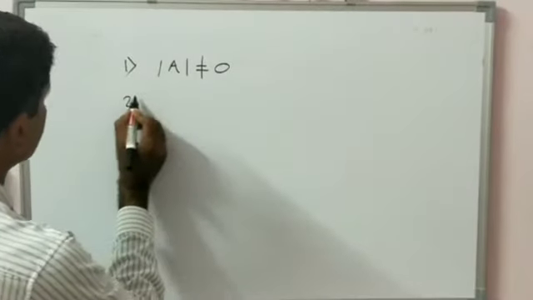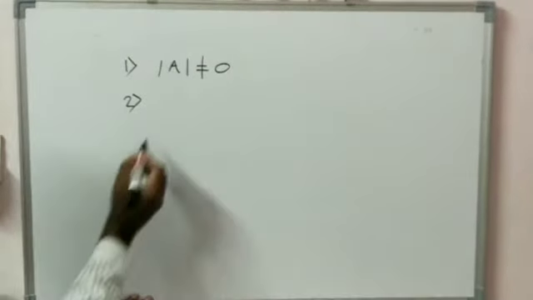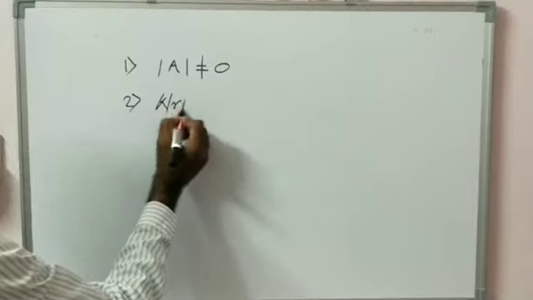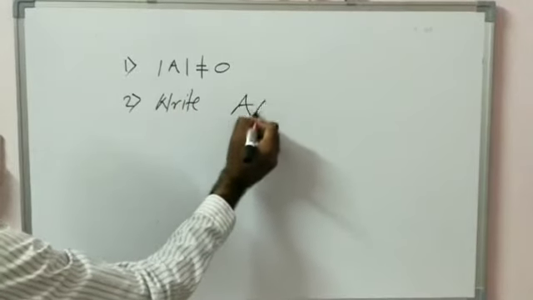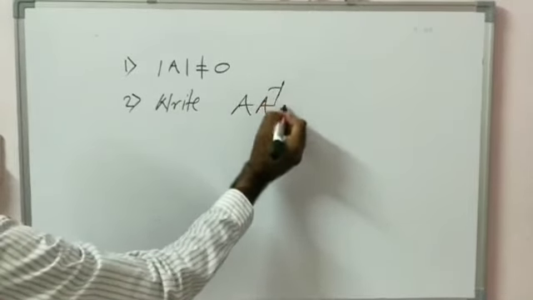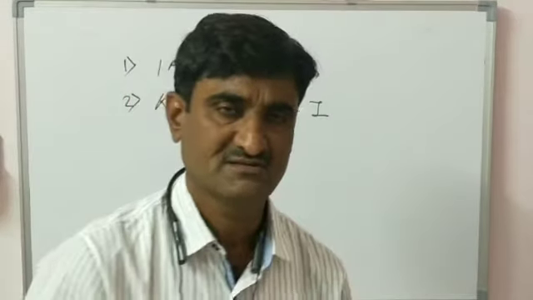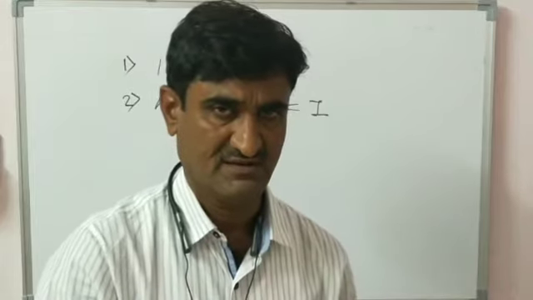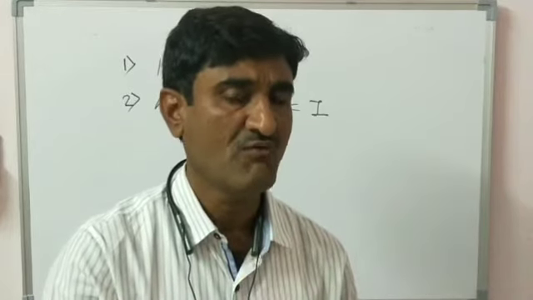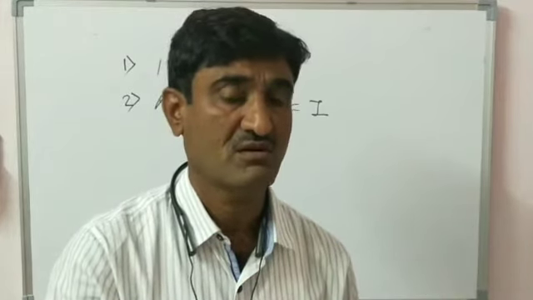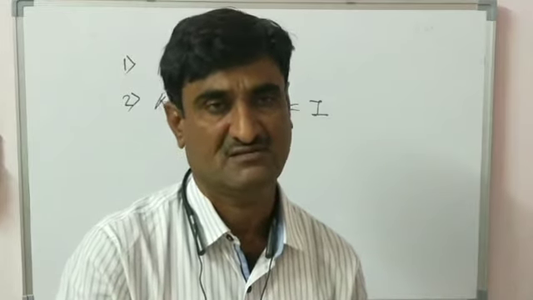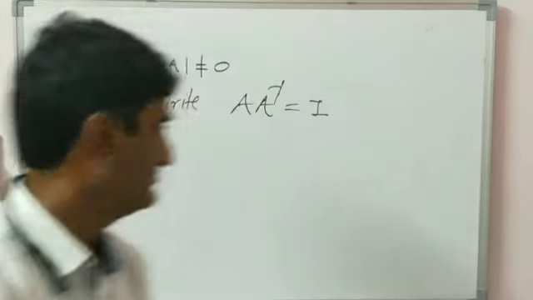Then the second step: write A into A inverse equal to I. I means unit matrix, identity matrix. It may be of order 2 by 2, or of order 3 by 3. We can write it equal to I.